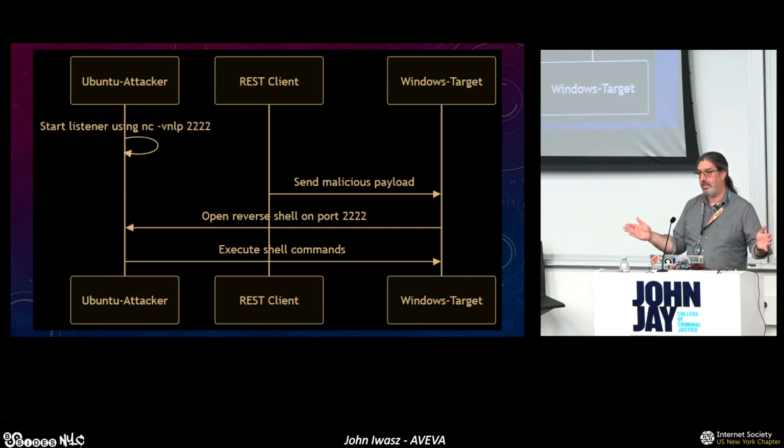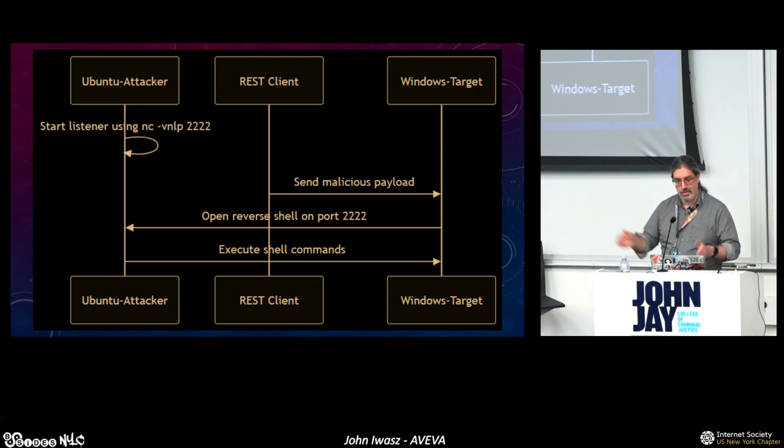So let's expand on that UML model for a moment. We got the Ubuntu attacker, we got the Windows target, but in the middle is that REST client, waiting for that inbound message, waiting to be exploited. So on the Ubuntu machine, I'll open my listening port. On my Windows target, I'll send a malicious payload from my REST client to my web server host, and that will open a reverse shell back into my Ubuntu attacker, and I'll have command and control.